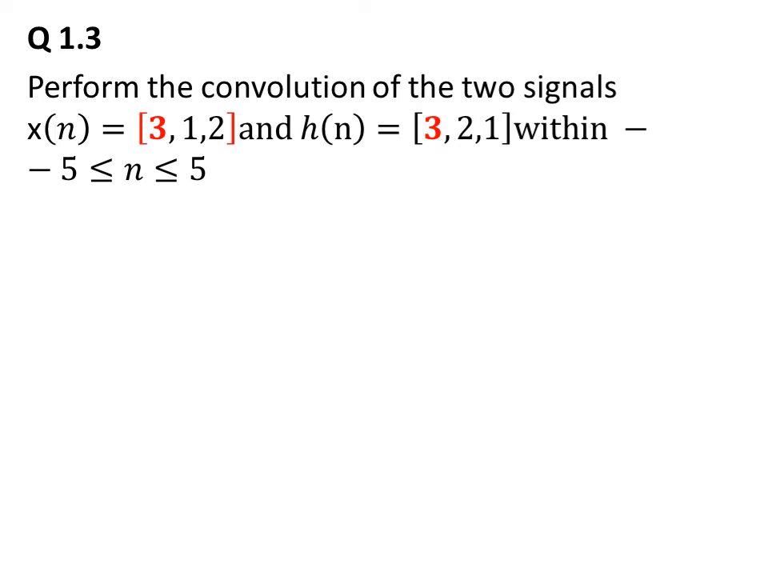Question 1.3, again you are given the x[n] and h[n] values. First of all you have to define n, then you have to define x[n], and then h[n]. Again you have to make sure that the highlighted values are at n equals 0. We did that in the previous lab class, so use it here as well.